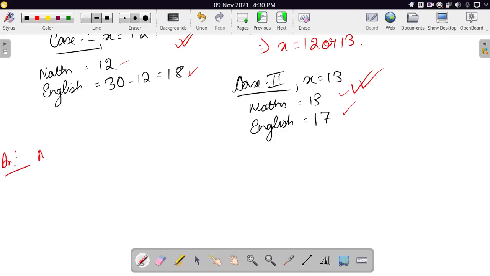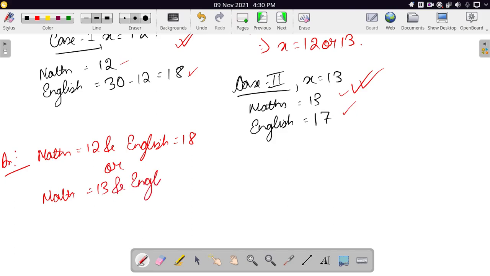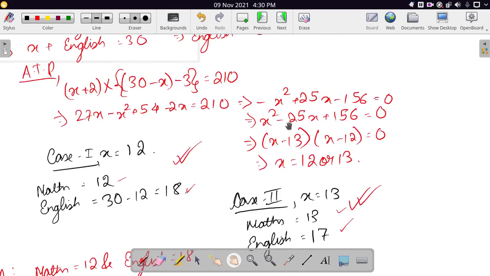So what we will write: maths 12 and English 18, or maths 13 and English 17. So this is how we do this sum. We have two answers in this question. Now let us move on to the next question.